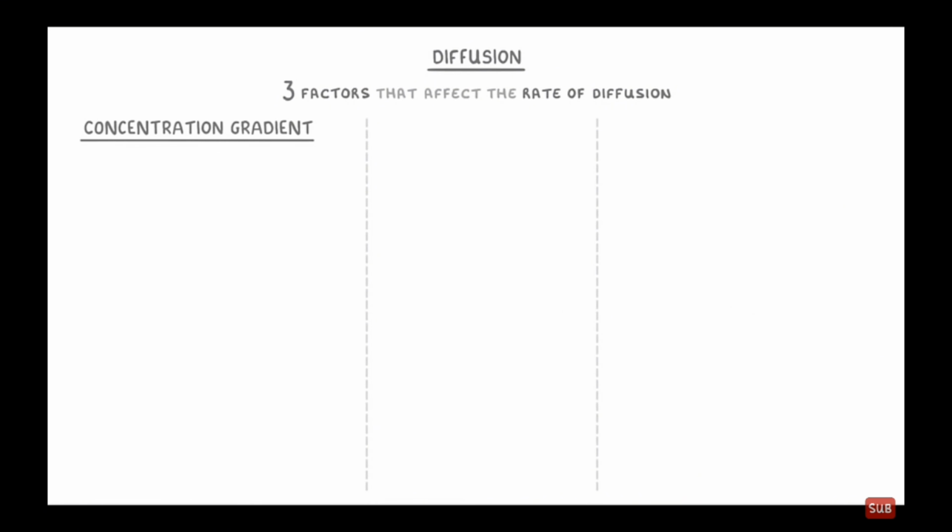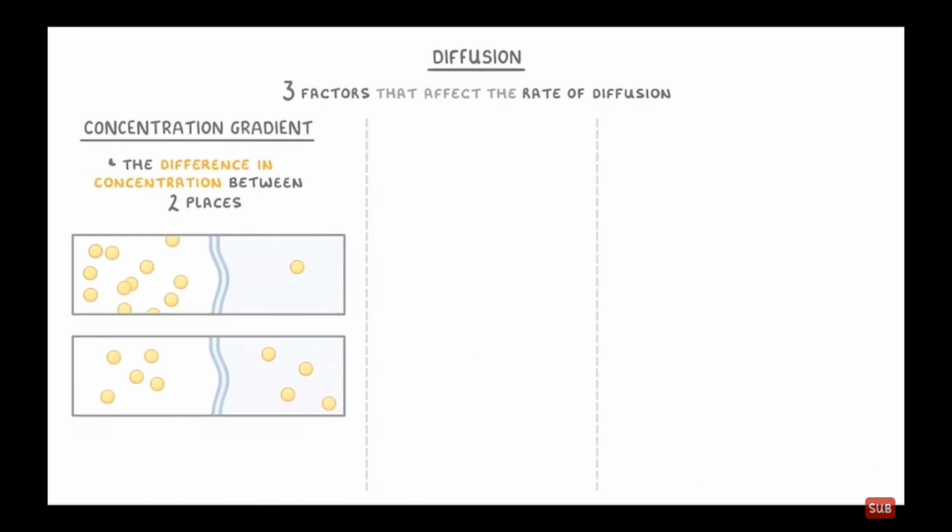So now that we know what diffusion is, let's run through the three factors that affect the rate of diffusion. The first is the concentration gradient, which is just the difference in concentration between two places. For example, if we look at these two boxes, in both cases there are more particles on the left side than the right side. So the particles will diffuse from left to right.